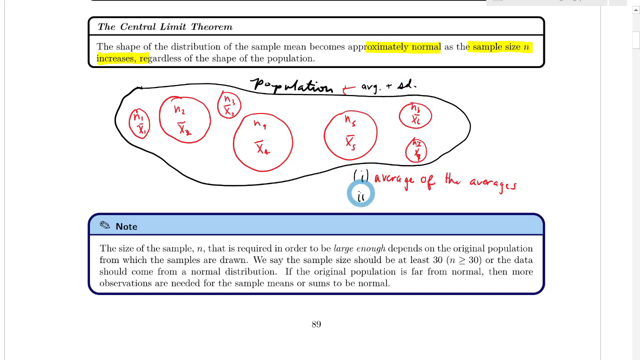The second thing we get is as your n increases, so make n as big as possible towards infinity, then the data is normal. So those are two things we get from the central limit theorem.